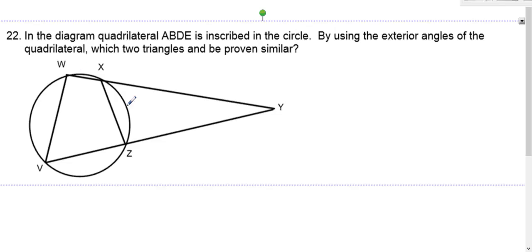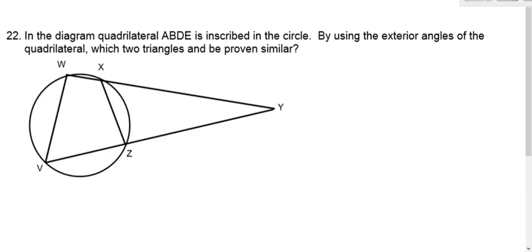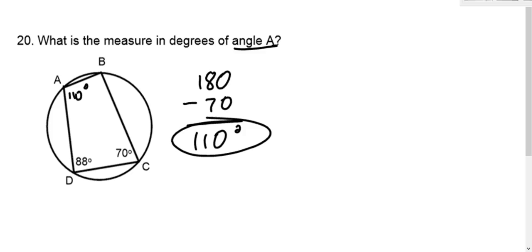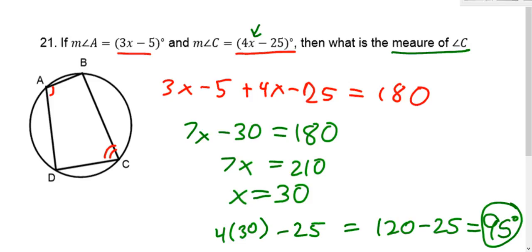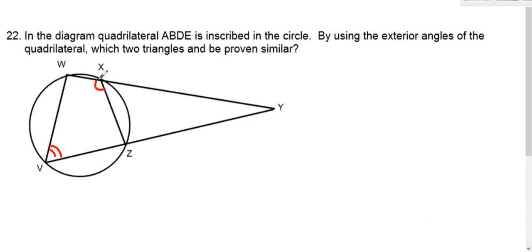In the diagram, we have an inscribed quadrilateral. It says by using the exterior angles of the quadrilateral, which triangles can be proven similar. So what that means is we have angle X and we have angle Y, or V, sorry. We know that those two angles are going to add to be 180. That's the same formula, the same theorem we used on the last two questions. We also know right here that's a straight line.